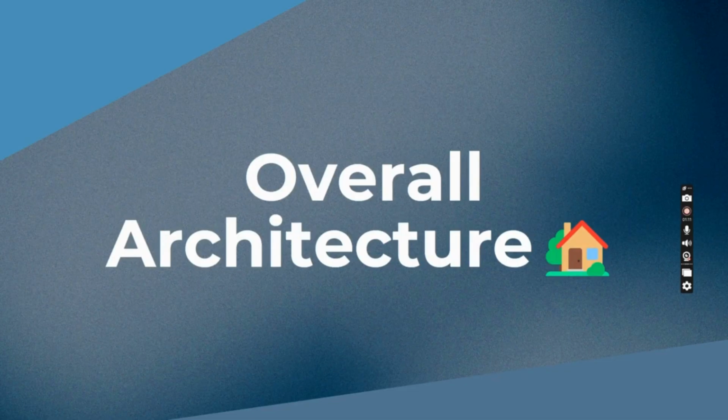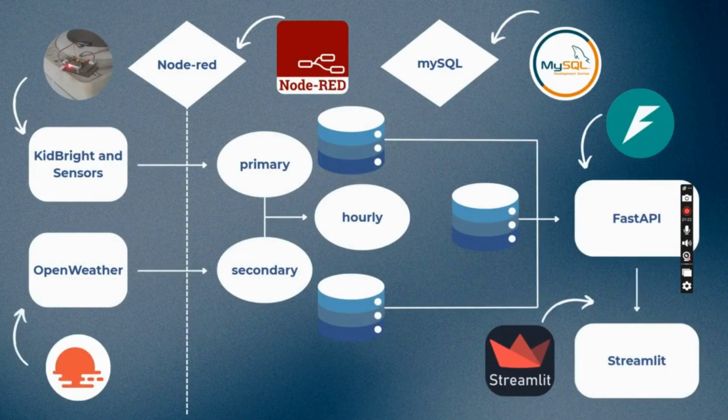After choosing those frameworks, our overall architecture is complete. So here is the overall diagram. First, we collect the data from Hit Write and OpenWeather API, then ingest the data using Node-RED into the MySQL database, and process from primary and secondary into the hourly table. After that, we retrieve the data. FastAPI will retrieve the data from MySQL, and Streamlit will use the data from the backend.